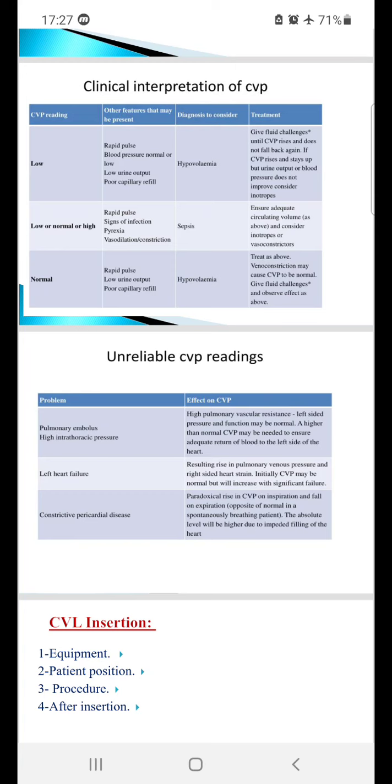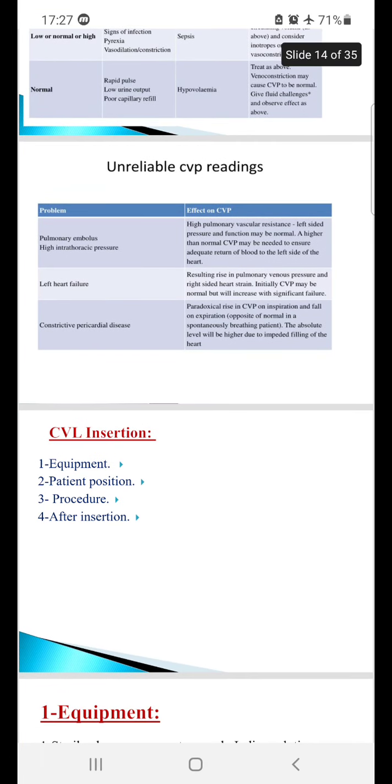Constrictive pericardial disease: paradoxical rise in CVP on inspiration and fall on expiration, the opposite of normal in a spontaneously breathing patient. The absolute level will be higher due to impaired filling of the heart.